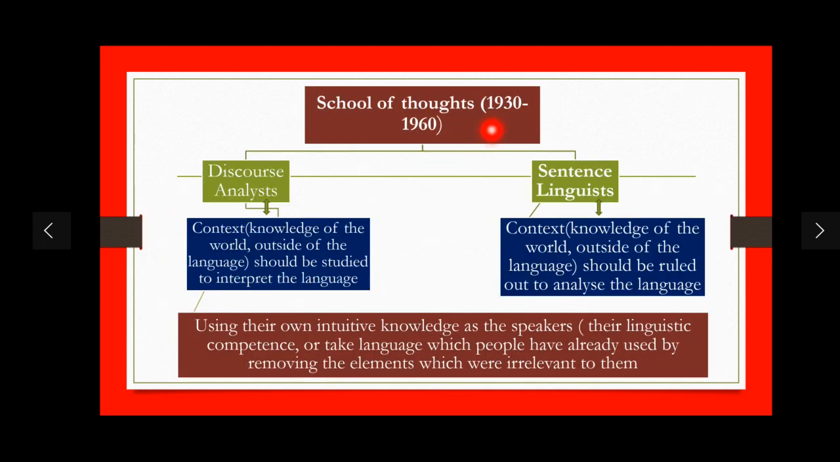There were so many schools of thought between 1930 and 1960 who believed that context is not important. While analyzing a language, context should be ruled out from the analysis of language. So now, on the one hand, we have discourse analysts, while on the other hand, we have sentence linguists. First we will discuss discourse analysts.